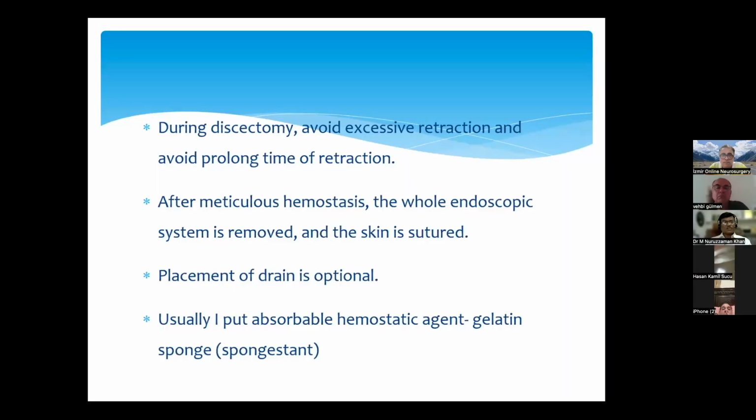The whole endoscopic system is removed and the skin is sutured. Placement of drain is optional. Usually I put absorbable hemostatic agent, gelatin sponge, after surgery.